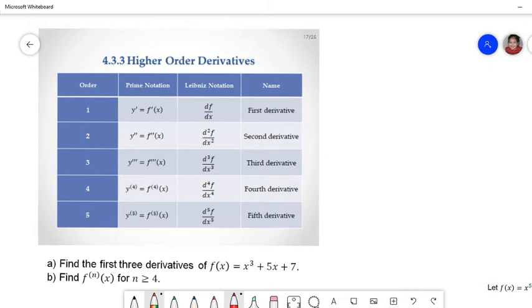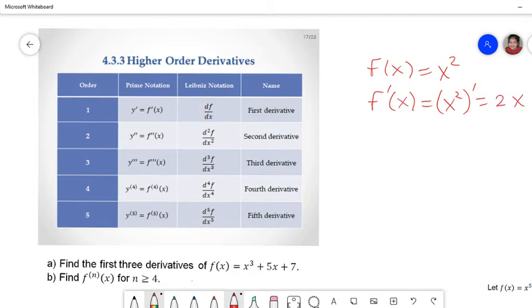Now we can talk about the higher order derivatives. Remember, if we have a function like x squared, its derivative, by using the power rule, is 2 times x.